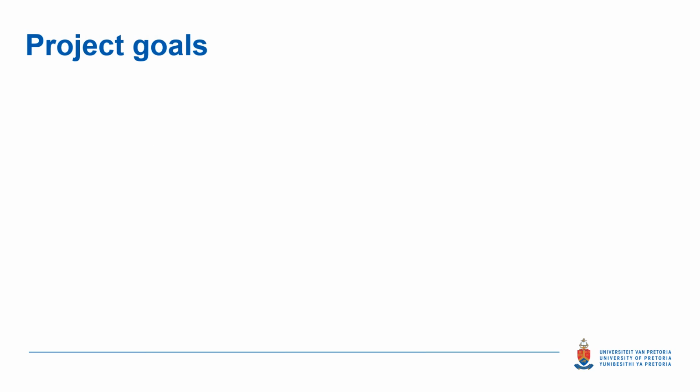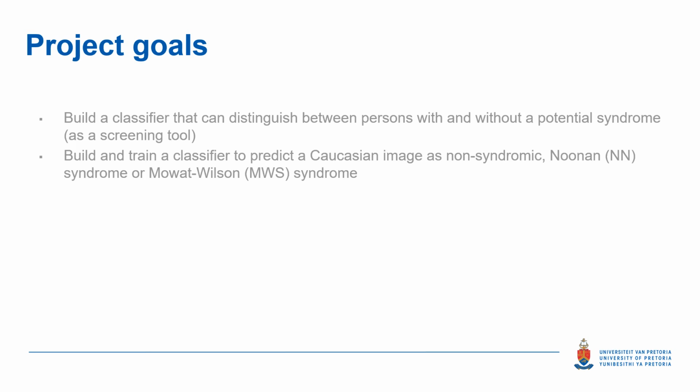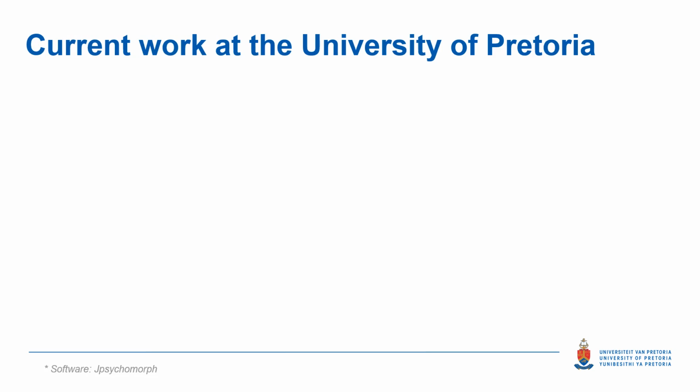Detailed discussions with our partner in the morphology research group produced the following 3 project goals. Firstly, to build a classifier that can distinguish between persons with and without a potential syndrome that can be used as a screening tool. Secondly, to build and train a classifier to predict a Caucasian image as non-syndromic, Noonan syndrome, or Mowat-Wilson syndrome. And lastly, due to very little research being done in the African population, it is required to validate the usefulness of this classifier on African images.